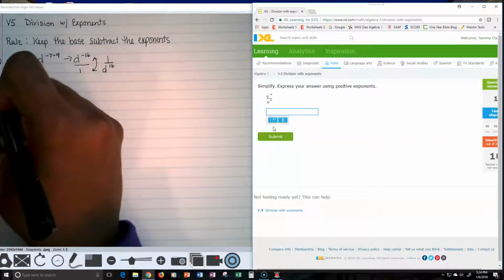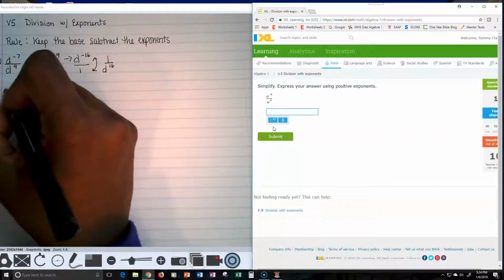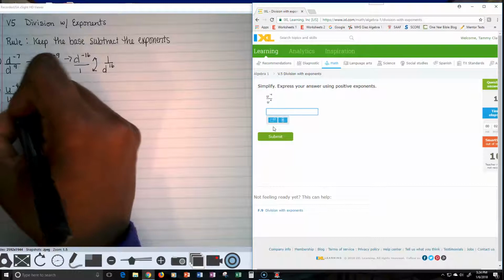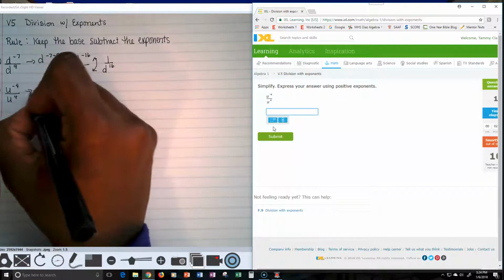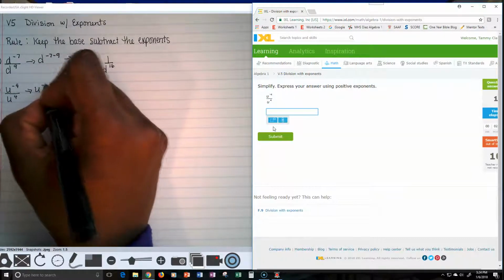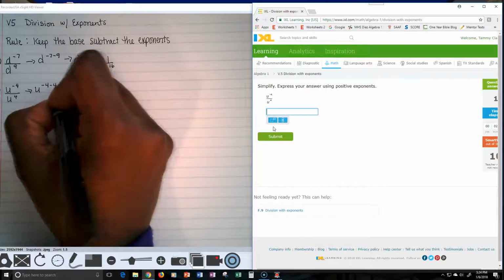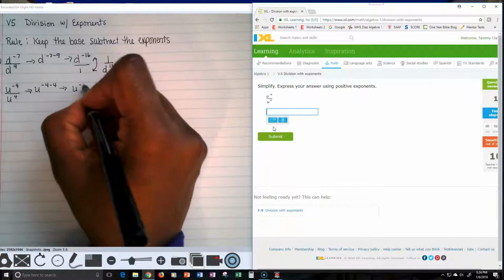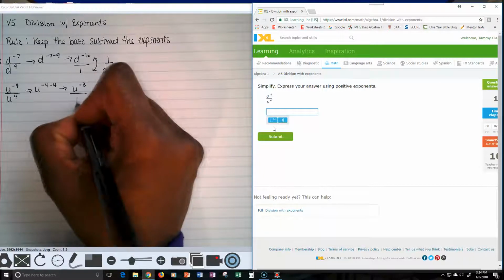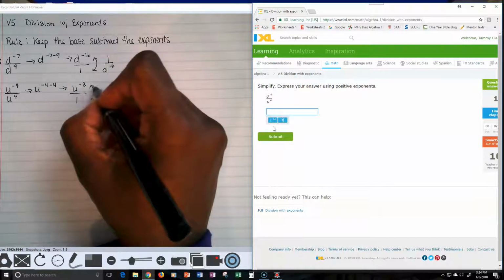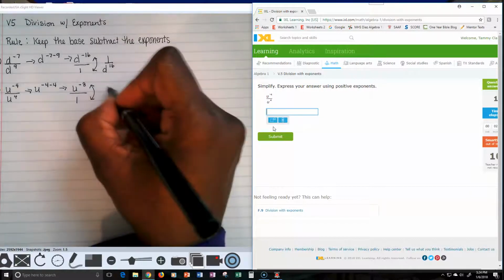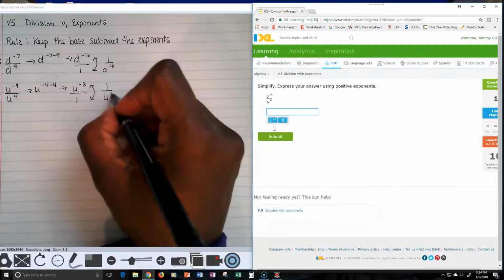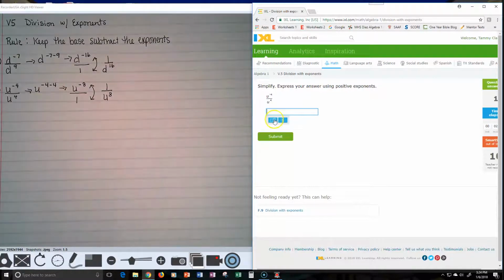Number 2, we've got u to the negative 4 divided by u to the 4th. So again, we're going to keep our base, which is u. Negative 4 minus 4 gives us u to the negative 8. You can place that over 1. You're going to flip it over because we have a negative exponent and we need a positive one. So we have 1 over u to the 8th power.